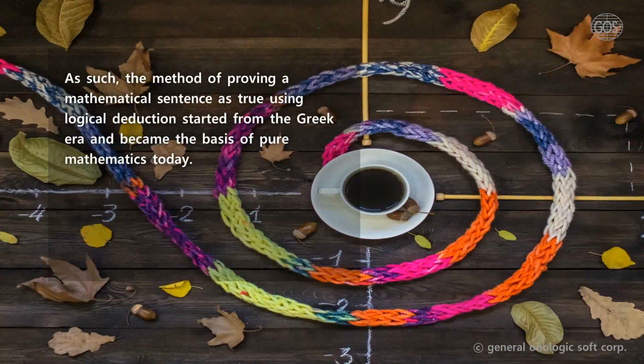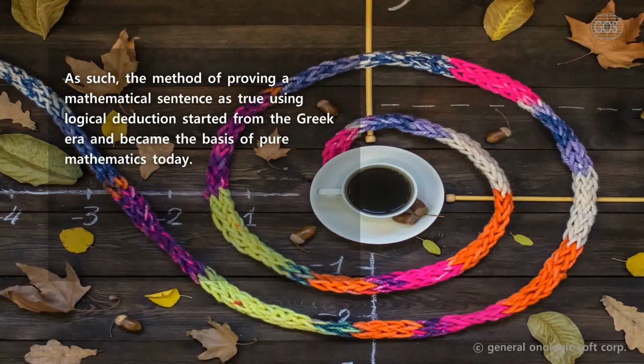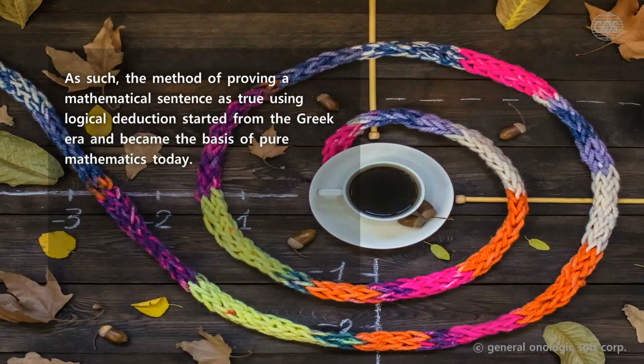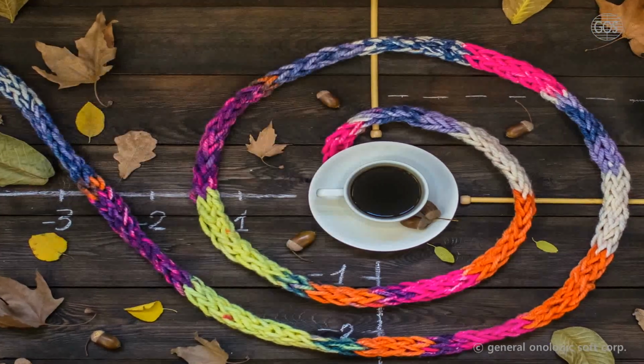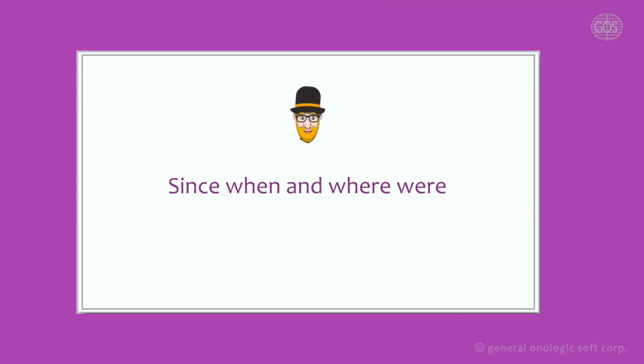As such, the method of proving a mathematical sentence as true using logical deduction started from the Greek era and became the basis of pure mathematics today. Since when and where were principles of triangles applied?